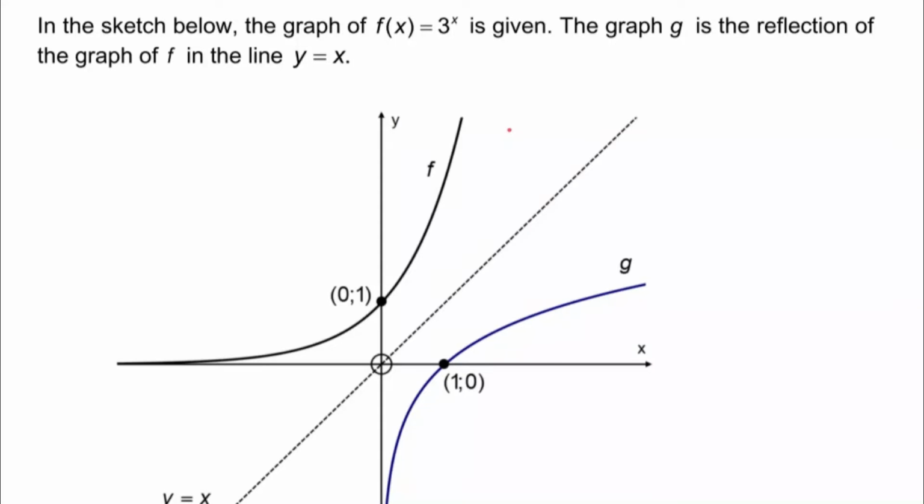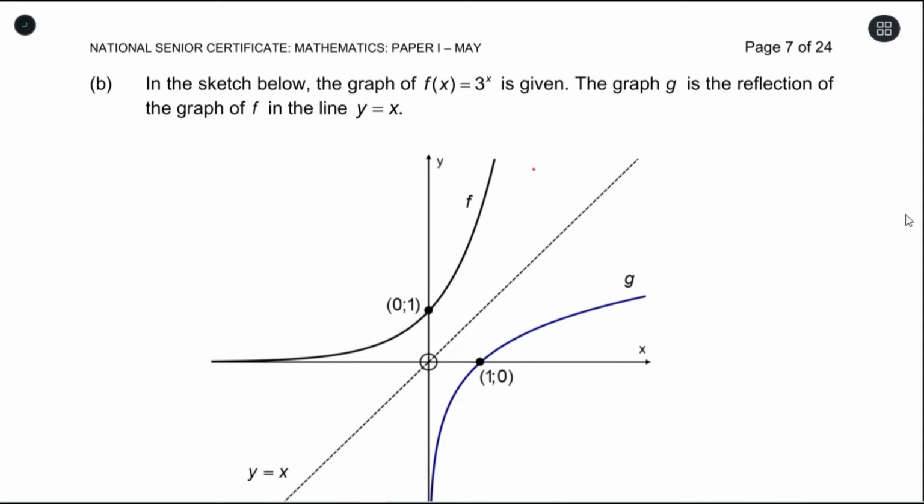The question says, in the sketch below, the graph of f of x equals 3 to the power of x is given, which is this. Now the graph of g is the reflection of f in the line y equals x. What this means is that this is the inverse of this f graph. Whenever you have this statement, it actually just means the inverse.